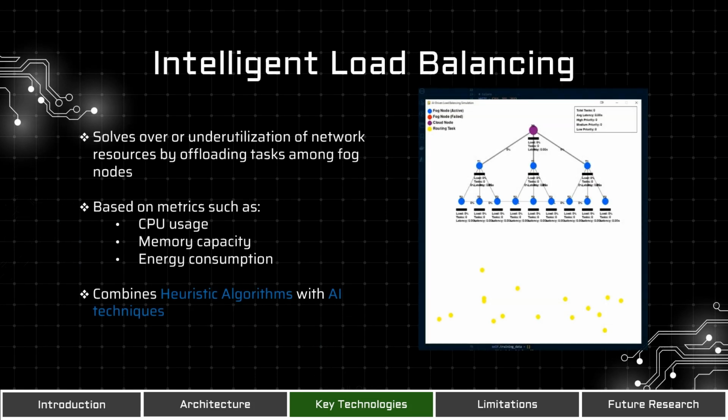Another area AI has helped is in load balancing. A vital problem in fog networks is the possibility of over or underutilization of resources when tasks are allocated. Load balancing ensures efficient dispersion of workloads across nodes to optimize performance, maximize resource utilization, and avoid computational bottlenecks. Studies based on real-world applications such as in healthcare and smart cities have showcased the effectiveness of load balancing algorithms that combine heuristic algorithms with AI techniques such as neural networks and Q-learning.